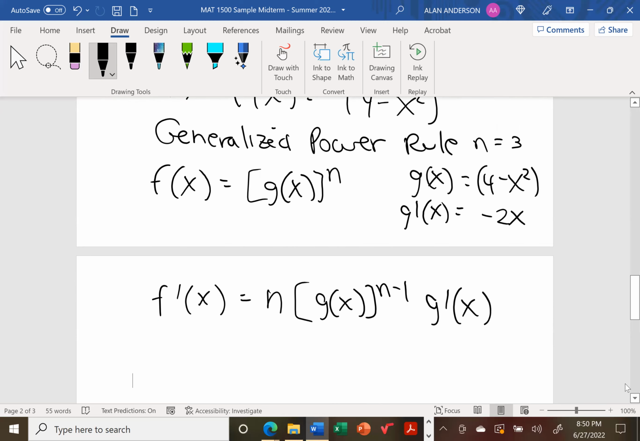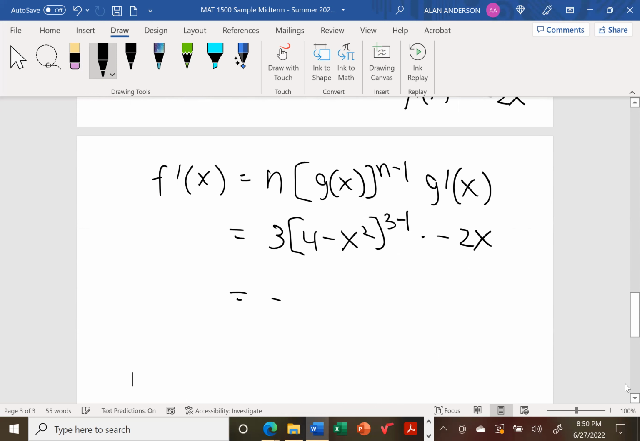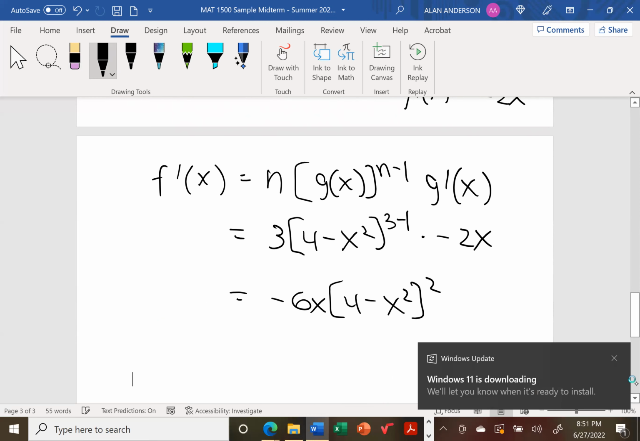So our final answer will be 3 times the original function, 4 minus x squared, raised to the 3 minus 1 power, multiplied by minus 2x. And when you combine these, you'll end up very simply with minus 6x, 4 minus x squared, raised to the second power.